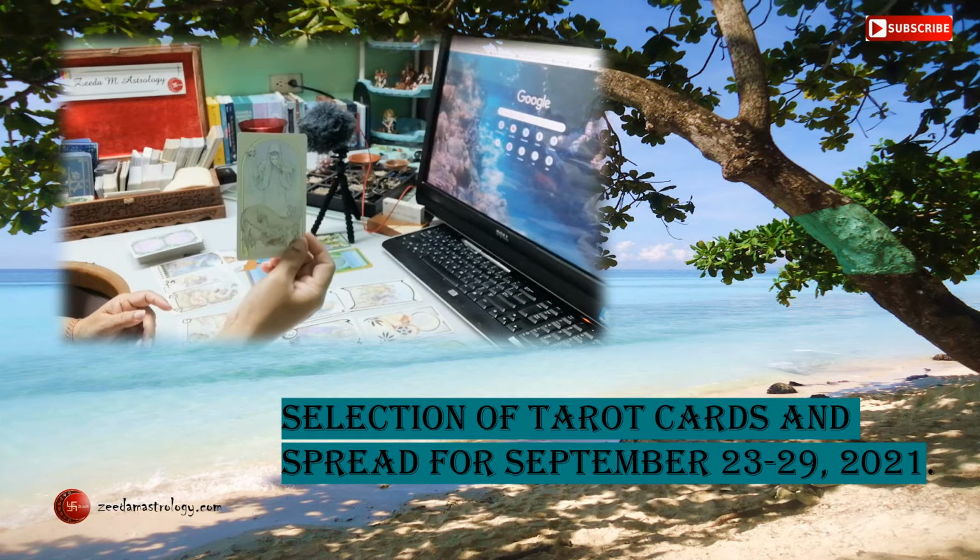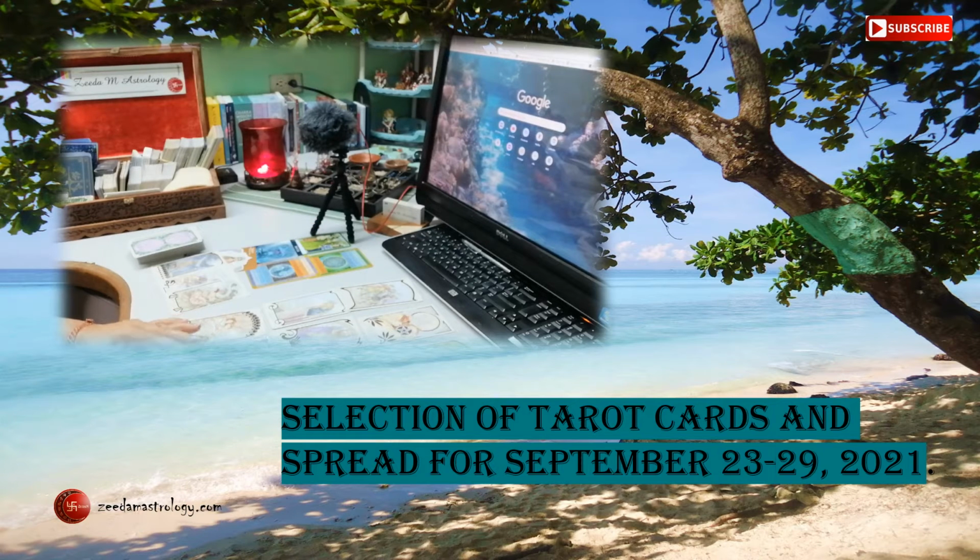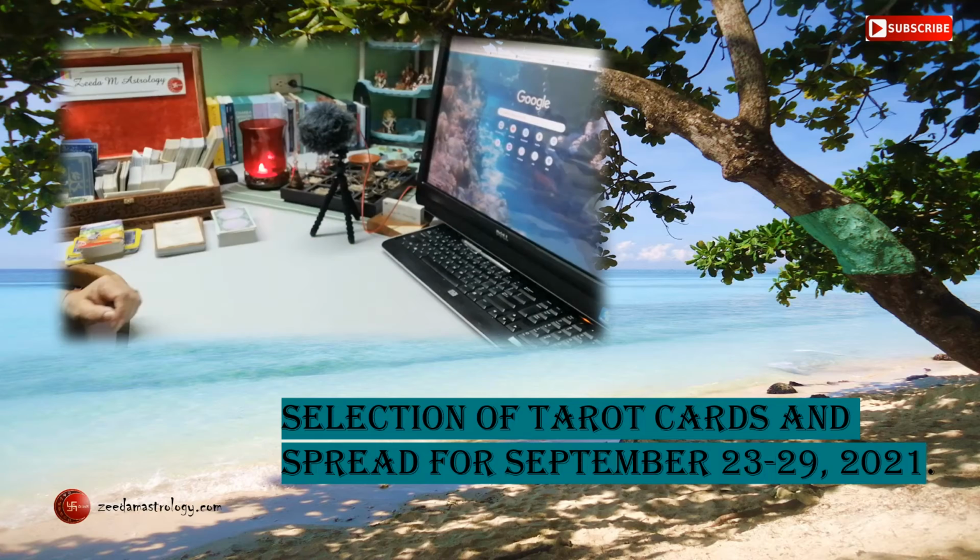So we have a proliferation of Wands and Cups here, action and emotion. So is action going to bring about emotion, or is emotion going to bring about action? And what does the Artist, the Well, and the 8 of Cups have to do with this spread? So let's find out.